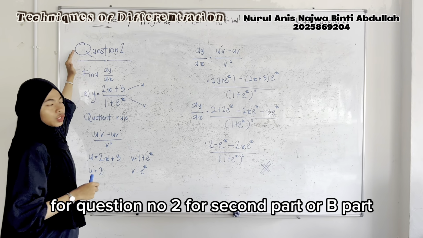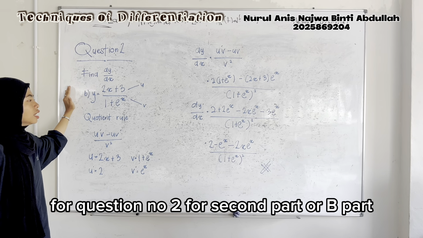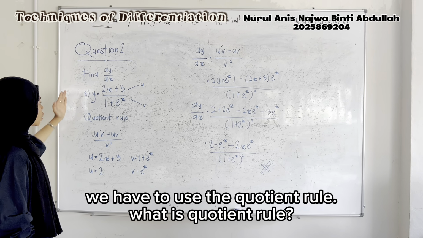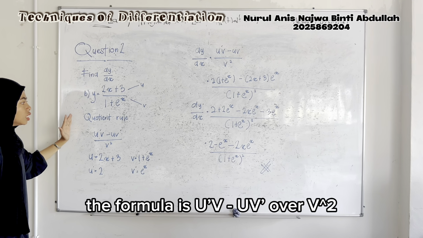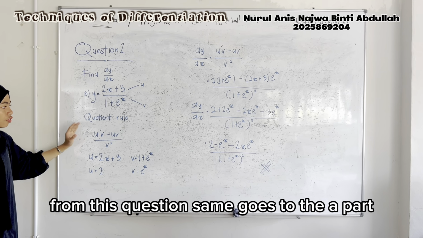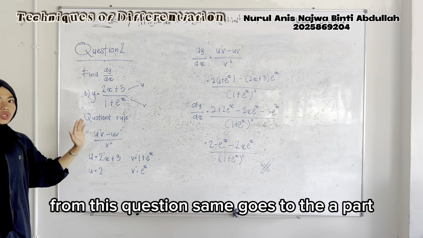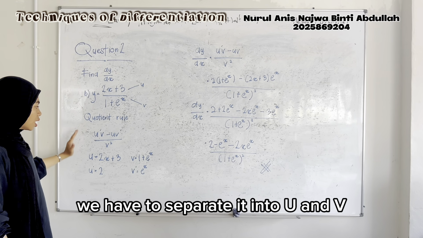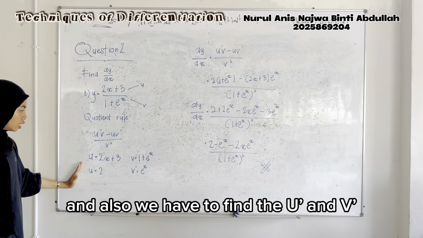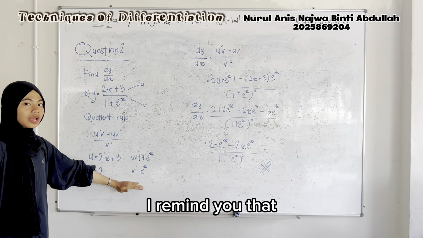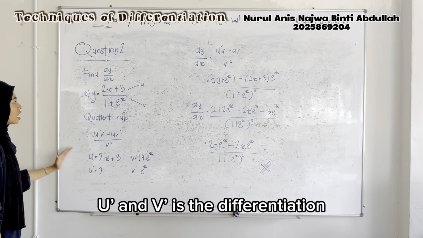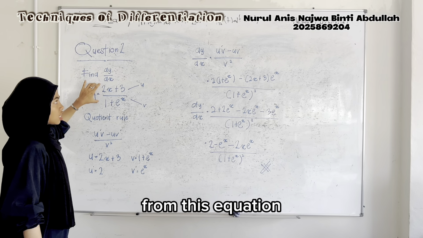For question number 2, the second part or B part, this is the question. For this question, we have to use the quotient rule. What is the quotient rule? The formula is (u'v - uv') over v squared. As with part A, we separate it into u and v, and also find u' and v'. I remind you that u' and v' are differentiated from this equation.